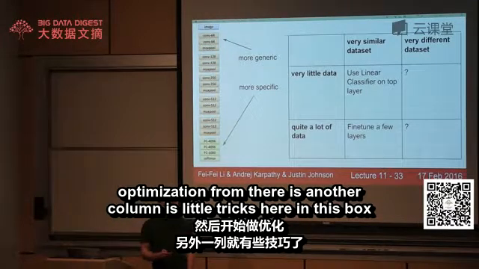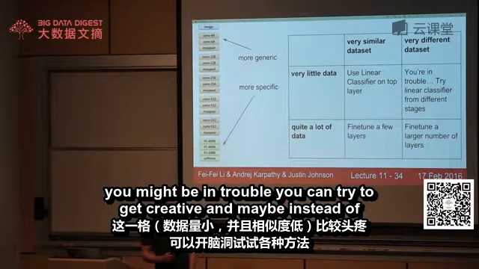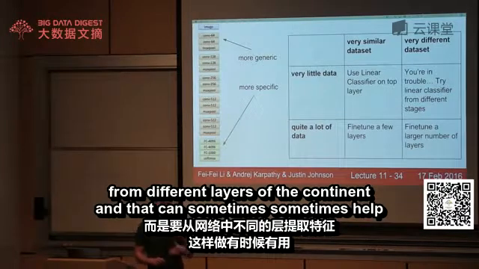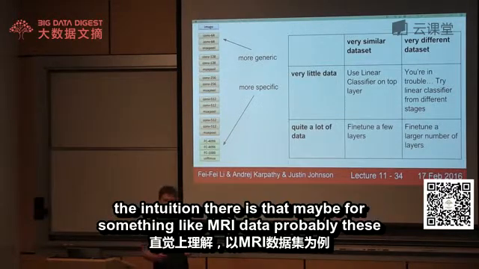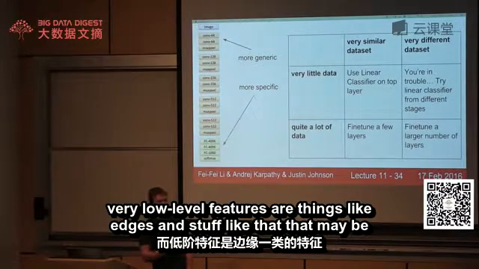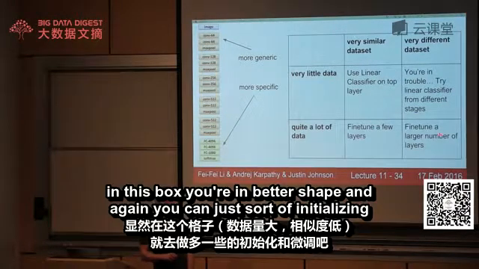This other column is a little trickier. In this box, you might be in trouble. You can try to get creative, and maybe instead of extracting features from the very last layer, you might try extracting features from different layers of the convnet. That can sometimes help. The intuition there is that maybe for something like MRI data, these very top-level features are very specific to ImageNet categories, but the very low-level features are things like edges and stuff like that that might be more transferable to non-ImageNet type data sets. And obviously, in this box, you're in better shape, and again, you can just initialize and fine-tune.